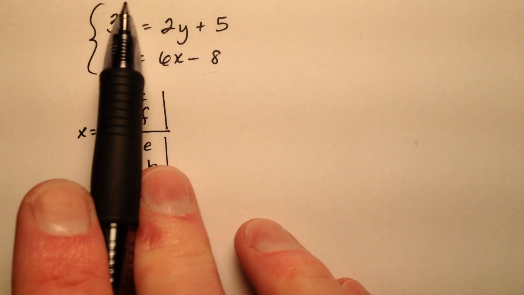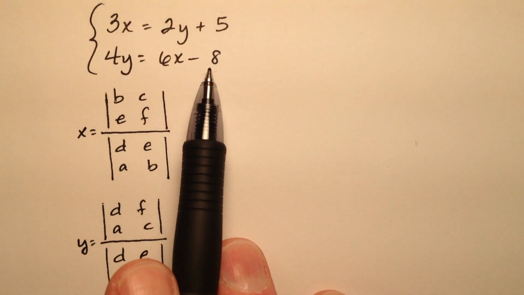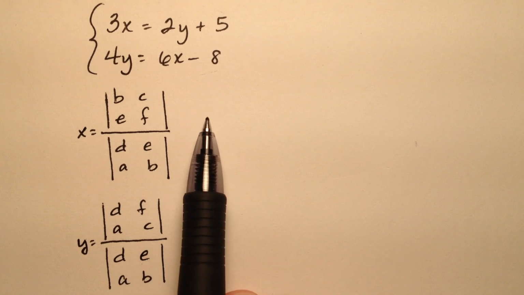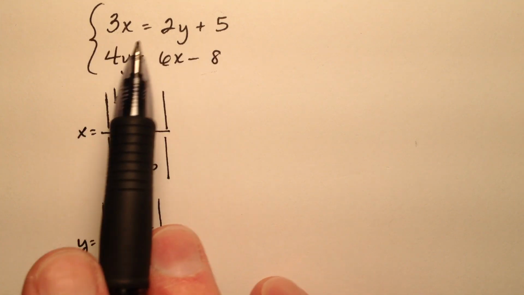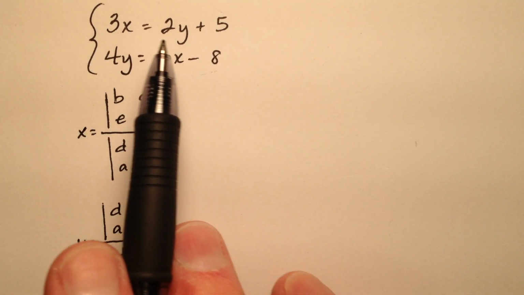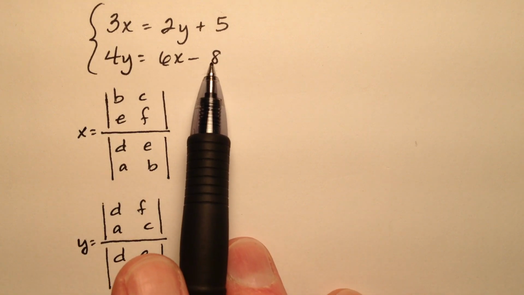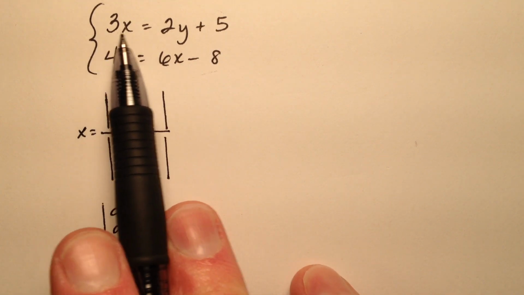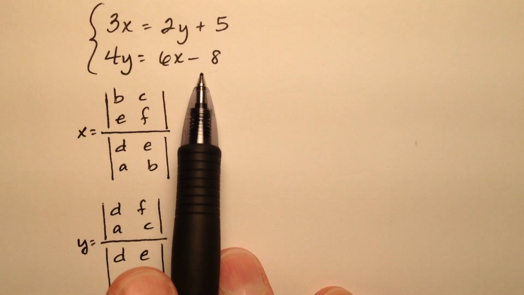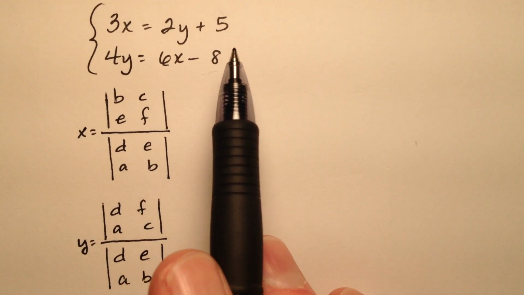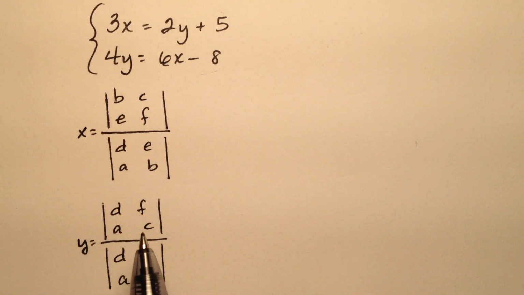Here I'm going to solve this system of linear equations using Cramer's rule. So the first thing I need to do is to make sure that each one of my equations is in standard form, which it appears that they are not. So I'm going to have to rearrange the terms a little bit in order to enforce that standard form rule before I can grab my values.